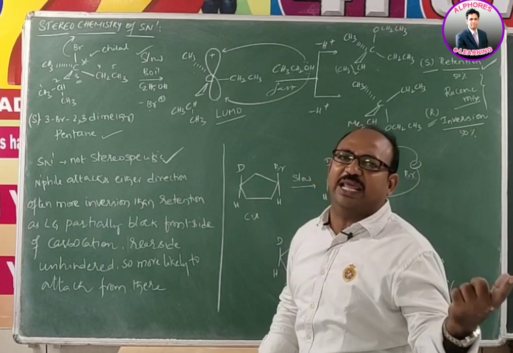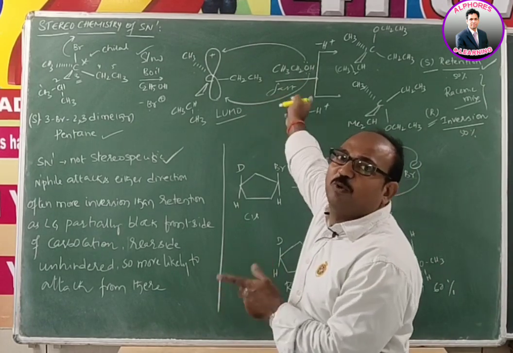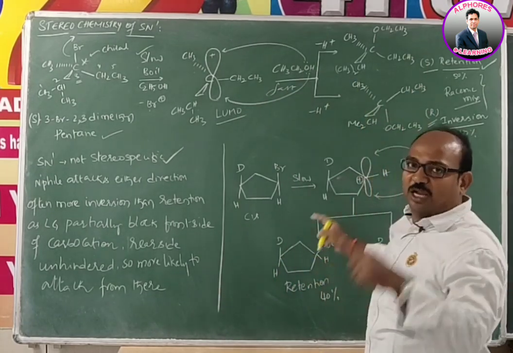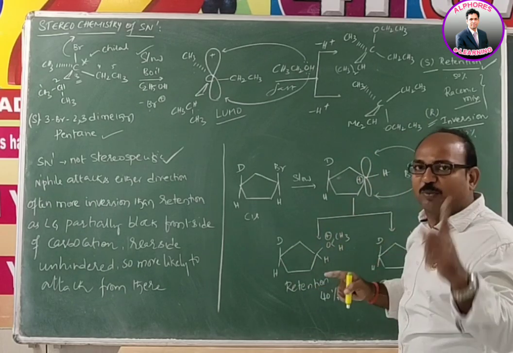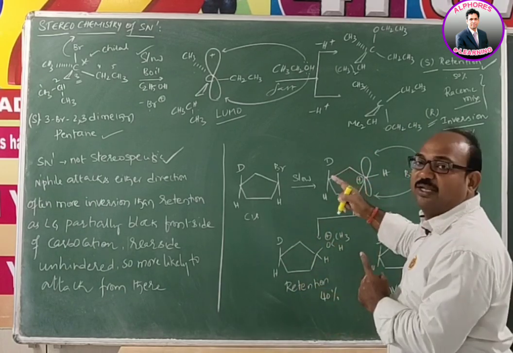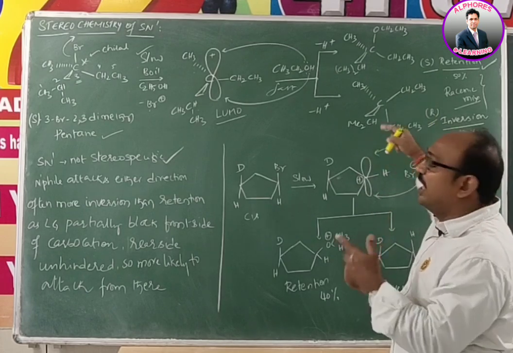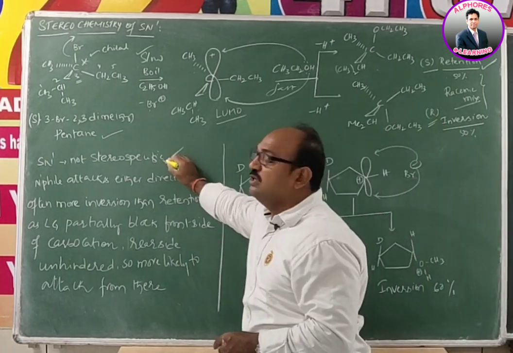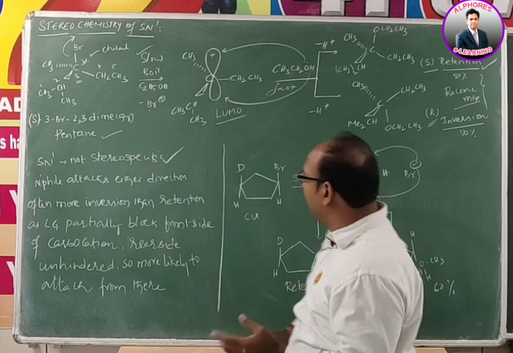There is only rear side attacking. Here both side attacking is possible. That's why you are getting two products. That means one reactant is not giving one product. Instead, one reactant is giving two products, more than one product. That's why I mentioned that it is not stereospecific. Hope it is clear.